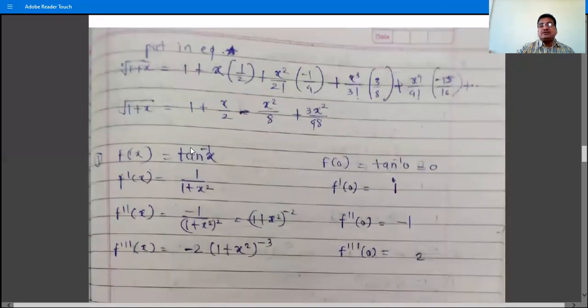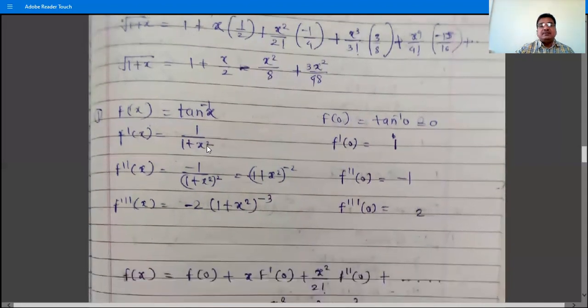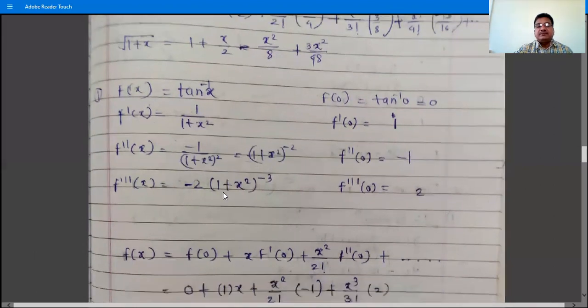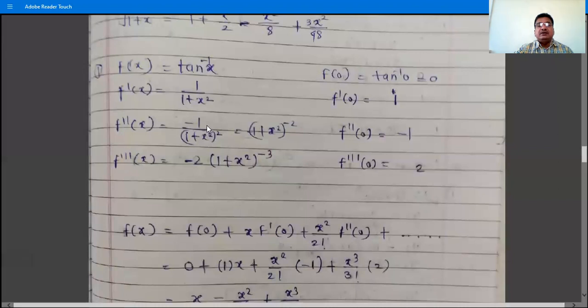Then f(x) is tan inverse x, the expansion of tan inverse x. f(0) is tan inverse 0, which is 0, because tan 0 is 0. f'(x) is 1/(1 + x²), the derivative of tan inverse x. Then f'(0) is 1. Then its simplification: 1/(1 + x²) means its derivative is -1/(1 + x²)² into 2x, because the derivative of x² is 2x. Then again its derivative.